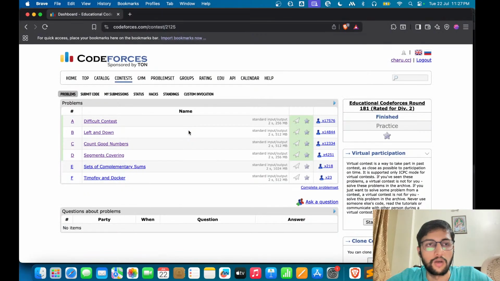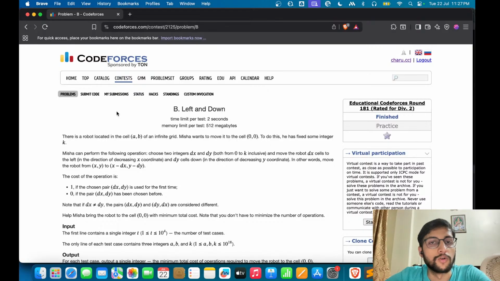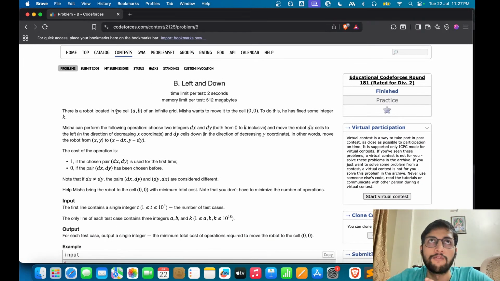Okay, so now let's move to the second problem, which is left and down. So the problem says that we are given an infinite grid, and we are also given 2 points A and B on which our robot is standing initially, and we want to put the robot to point 0, 0. Now here you can see that A and B are both greater than or equal to 1. So that means initially the robot won't be standing on the cell 0, 0. It will be standing on any cell other than 0, 0.